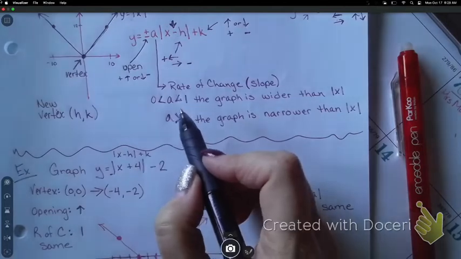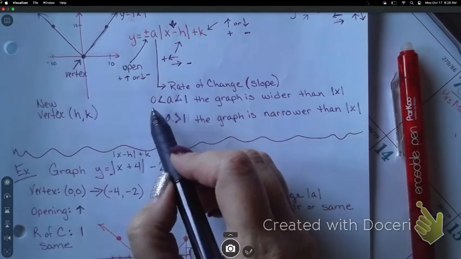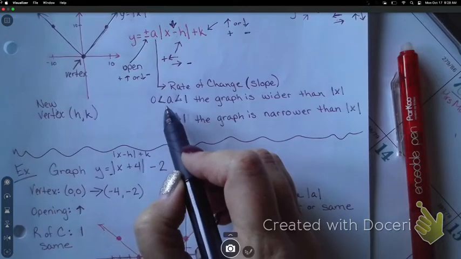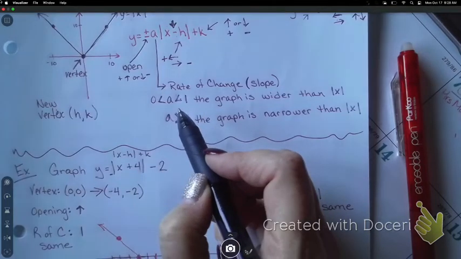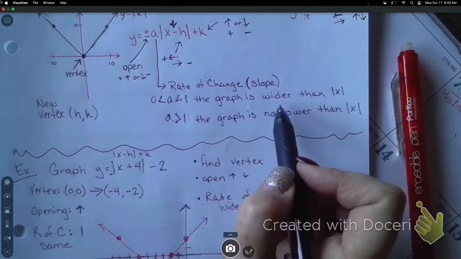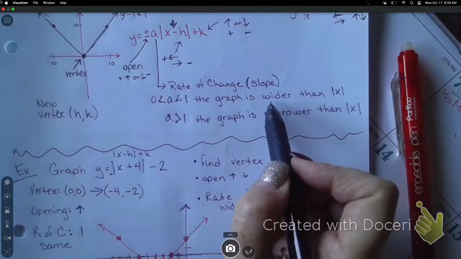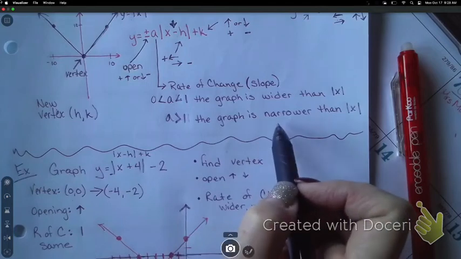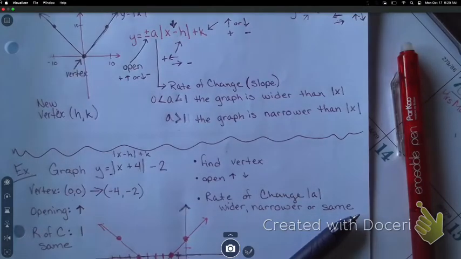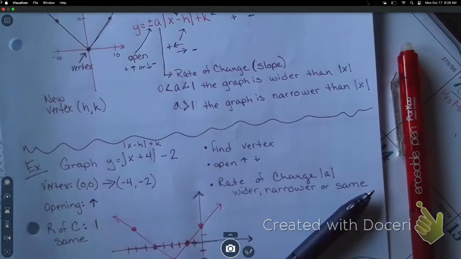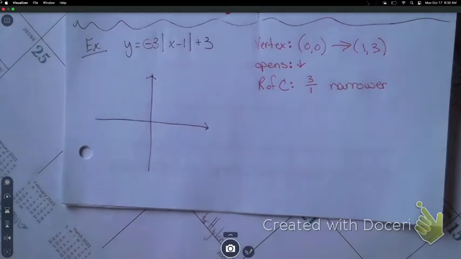So fix this on your notes, guys. Fix this on your notes that you wrote earlier. If A is between 0 and 1, the graph is wider. If A is greater than 1, the graph is narrower. I'm sorry, guys. Think about that. If my rate of change speeds up, aren't I going to shoot up quicker? So it's going to come in. And if my rate of change is 1/2, then it's going to be wider. It's going to go slower. Fix that real quick. Okay, so since I fixed my mistake, I apologize.